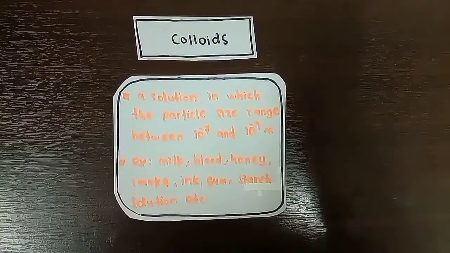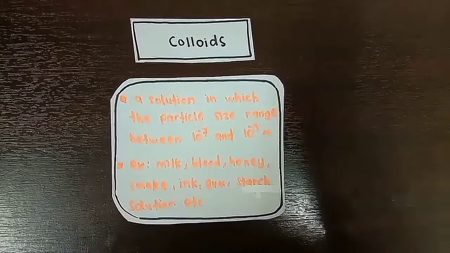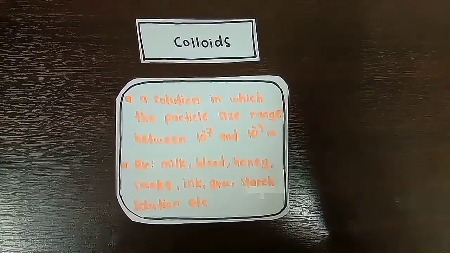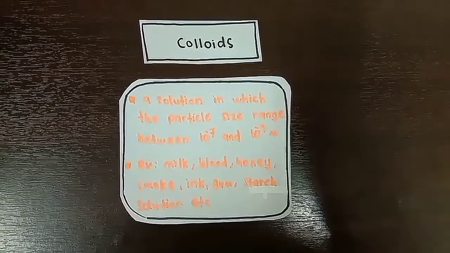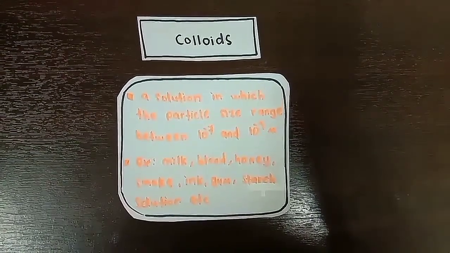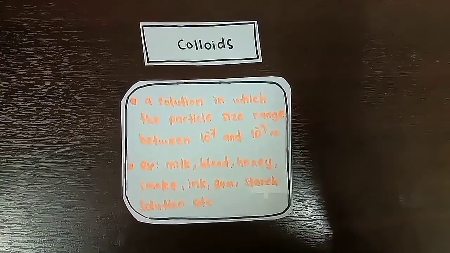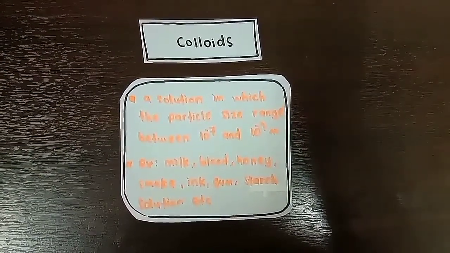Next is the definition of colloids. A colloid is a solution in which the particle size ranges between 10 to the power of negative 7 and 10 to the power of negative 9. Examples are milk, blood, honey, smoke, ink, gum, and also starch solution.